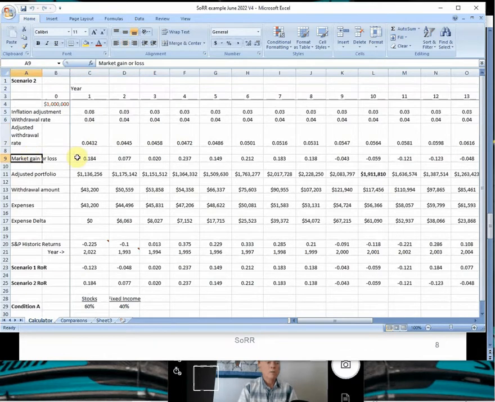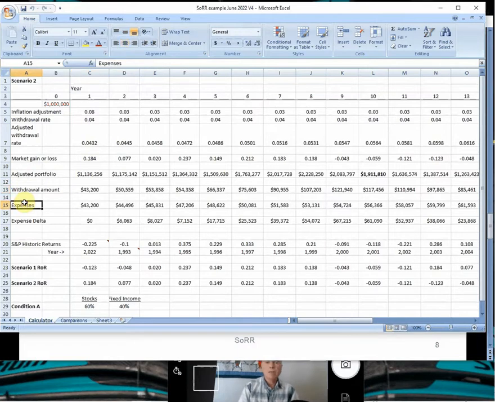Market gain or loss, I'll explain that a little bit more in a second. And this number here is key. It's the adjusted portfolio, what the balance is in your investment portfolio. The amount that you withdraw is that safe withdrawal rate times the amount that's in your investment portfolio.